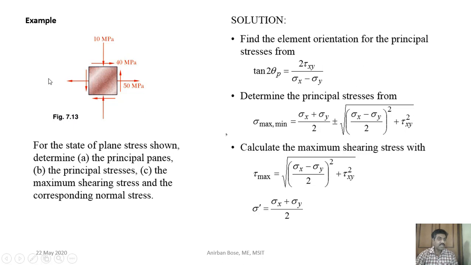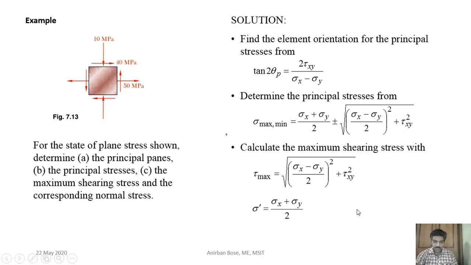If the direction of the plane is the negative x-axis, then definitely the direction of the shear also should be in the negative direction. Then it is considered to be positive. That is why this one is positive. So both this one and this one are positive. So this is the sign convention of the shear, or the sign convention of the stress tensor.